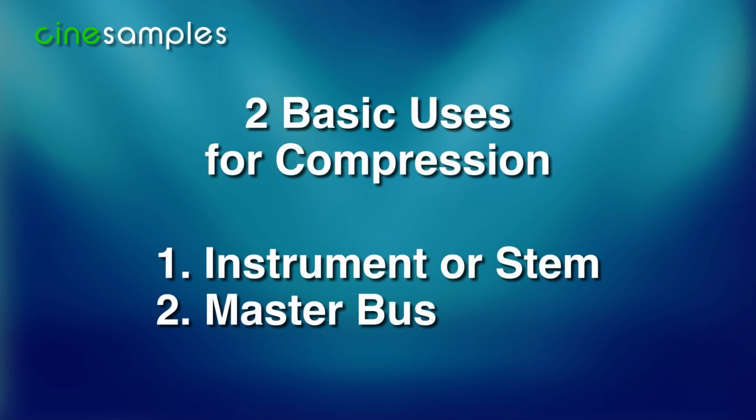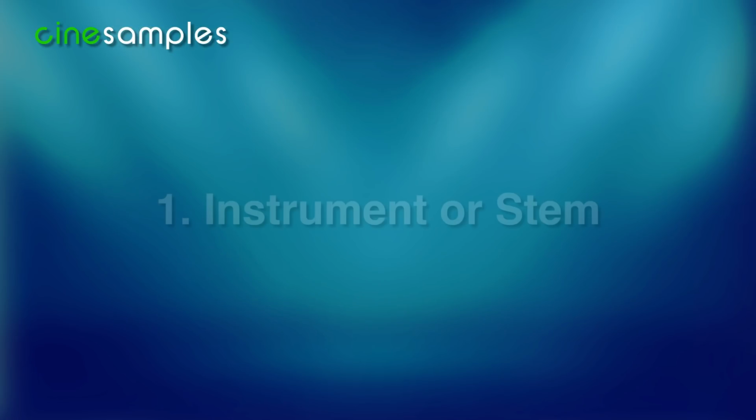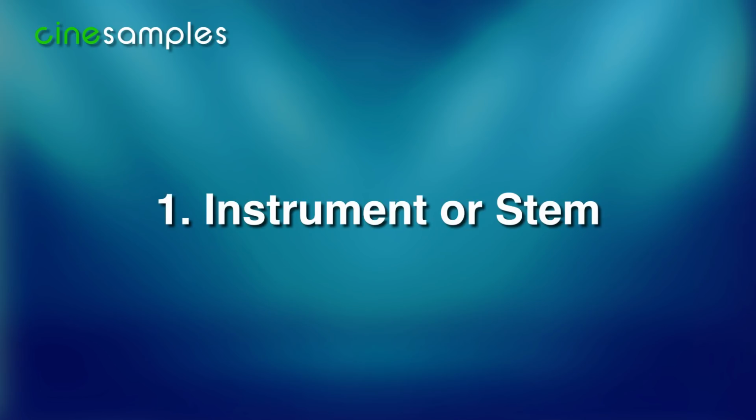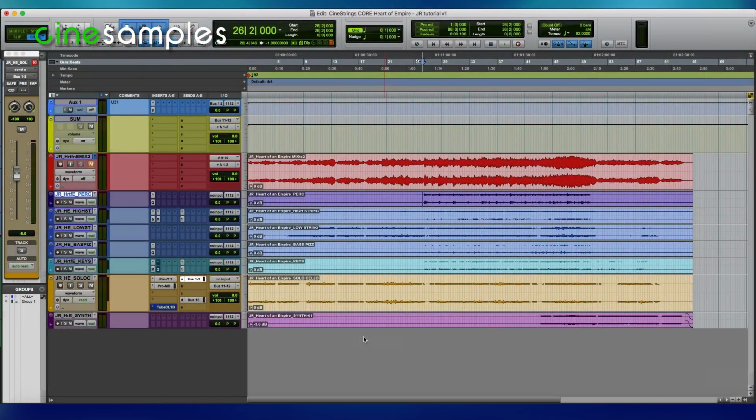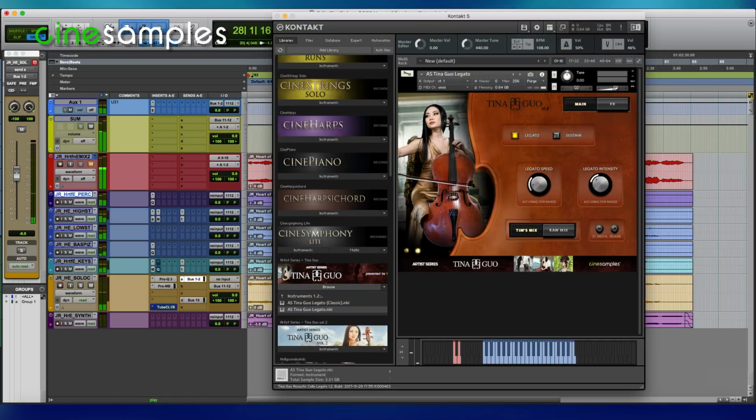There are 2 basic uses for compression, individual stems and on the master bus. Let's start with an individual stem. This is a demo session that's already been mixed, with the exception of one stem that could use compression. It's from the Tina Guo Acoustic Cello Legato Library.